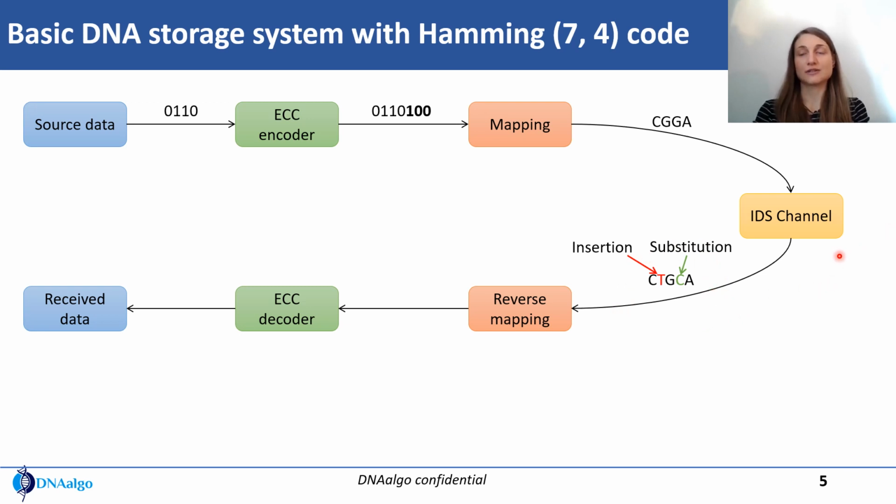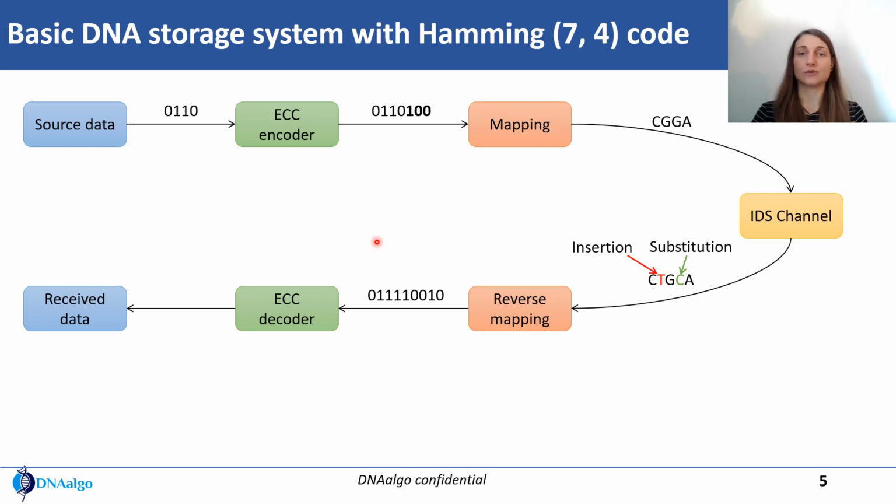The DNA channel can be modeled as an IDS channel. So we can suppose to have, for example, a substitution. Here we have C instead of G, and also an insertion because there is a new T. To this DNA strand, we apply reverse mapping to get a sequence of bits, and then we have the last step, that is the ECC decoding. We would like to decode such a sequence of bits to recover our initial data.